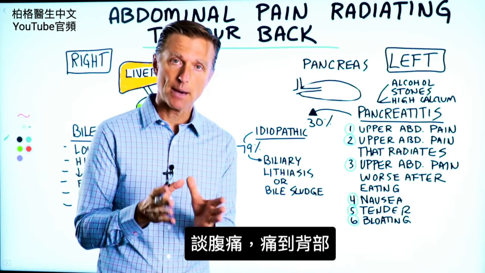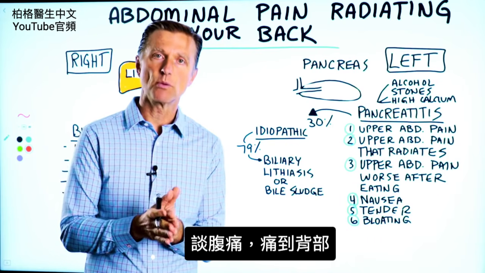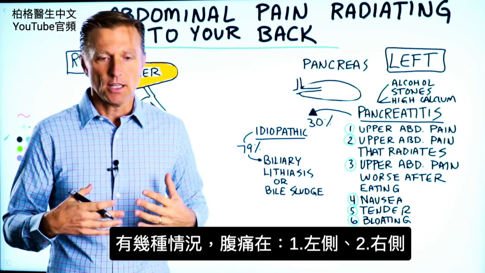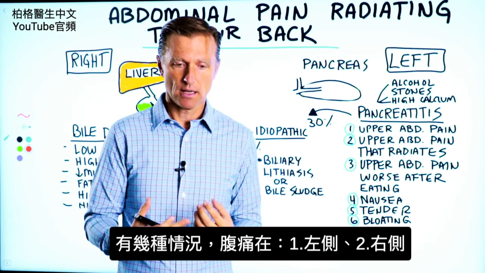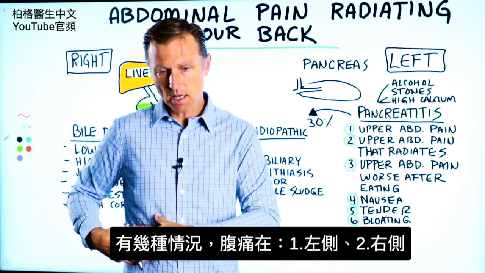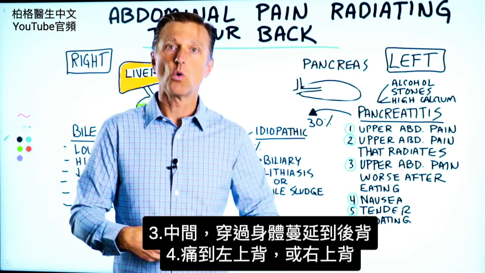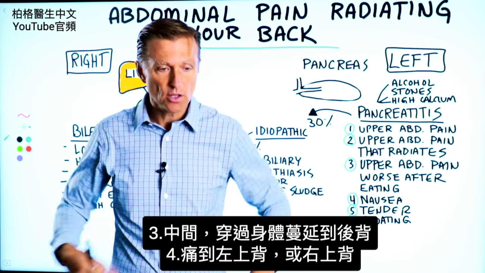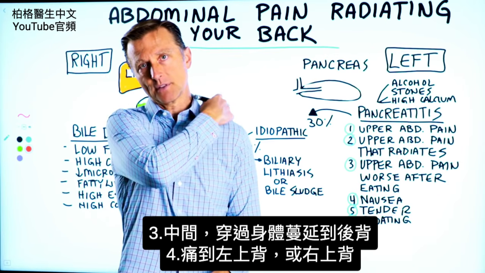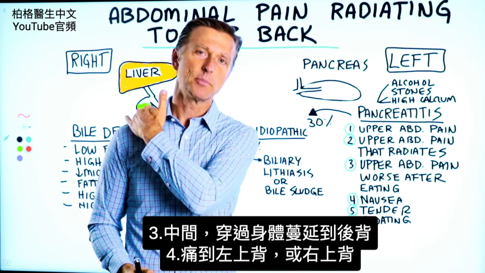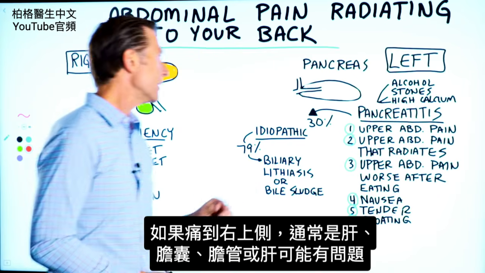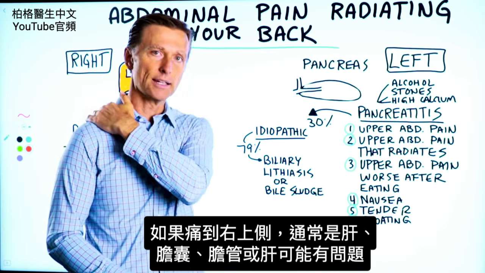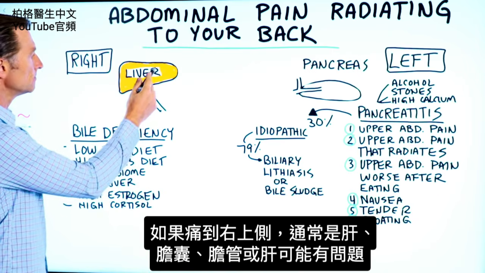Let's talk about abdominal pain that radiates to your back. Now, you have several situations. You have abdominal pain that's more on the right side, or the left side, or the center, that can refer right into the back through here, or it can come up through the left upper back here, or the right upper back through here.